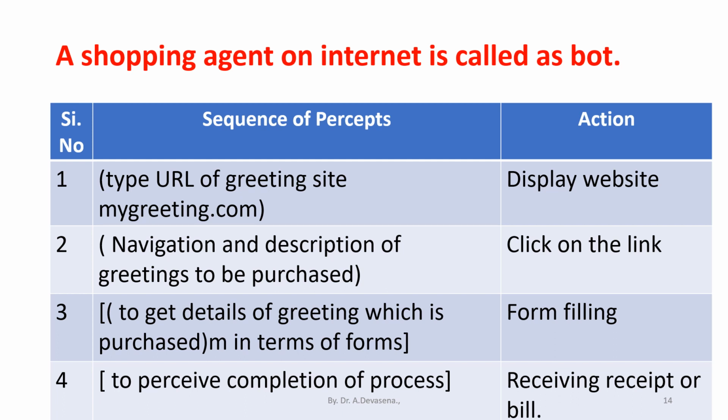Let us see the shopping agent on the internet, which is called a bot. Here, what is the sequence of percepts and the action followed? First, we are typing the URL of greeting site mygreeting.com. After entering this information, the website will be displayed. Now, navigation and description of greetings to be purchased is informed. Followed by the action, which is click on the link.